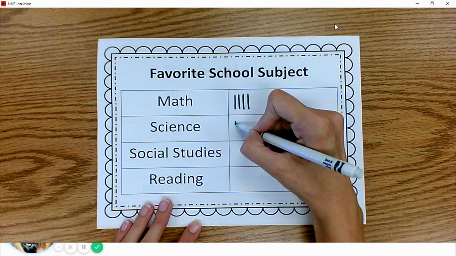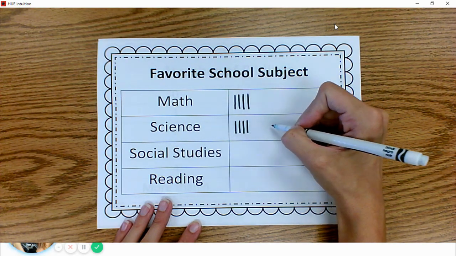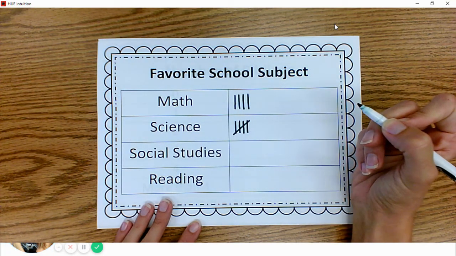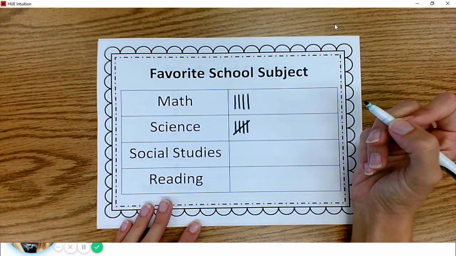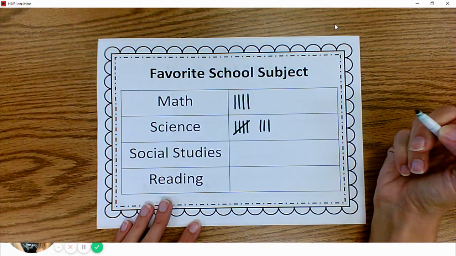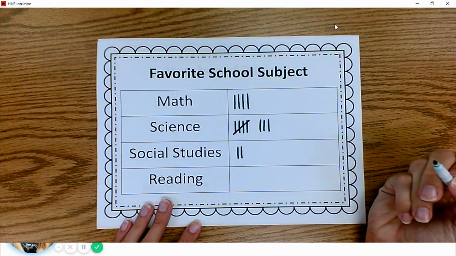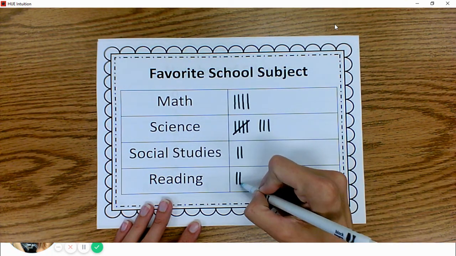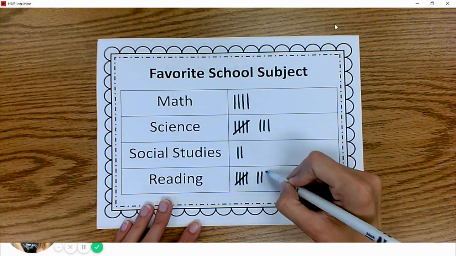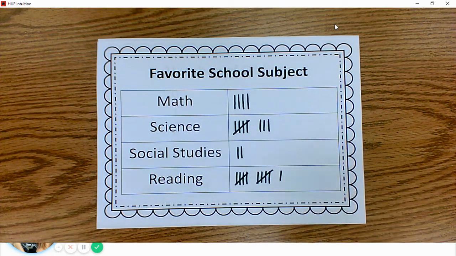Remember, when I'm using tally marks, when I get to 5, I don't just keep going. 5 crosses diagonally over the 4 to show a group of 5 and make it easier to count. So this is 5, 6, 7, 8. Let's say 2 people picked social studies and 11 people picked reading. A group of 5, a group of 5, and then one more would make 11.